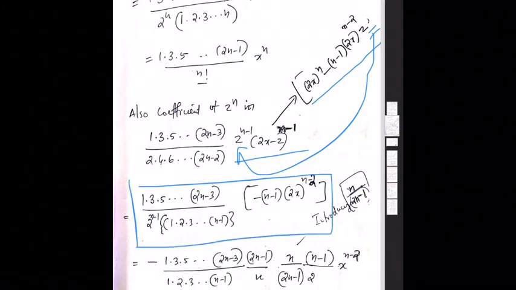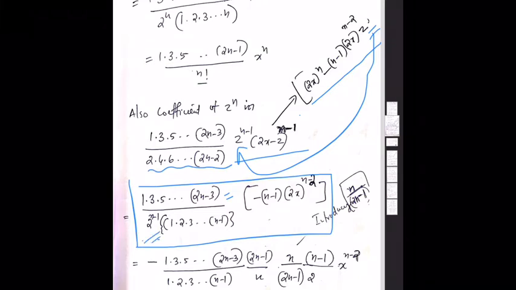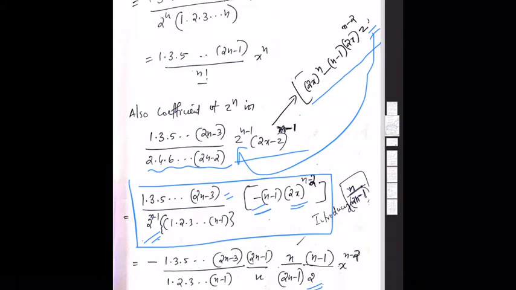The coefficient is given by 1 into 3 into 5 up to 2n minus 3, 2 to the power n minus 5. If I am taking 2 from each of these, 2 to the power n minus 1, 1 into 2 into 3 up to n minus 1. A minus is present. Now here we have 2 to the power n minus 2, and in the denominator 2 to the power n minus 1. So we will be getting a 2 here, 2 to the power minus 1, that 2 comes here.